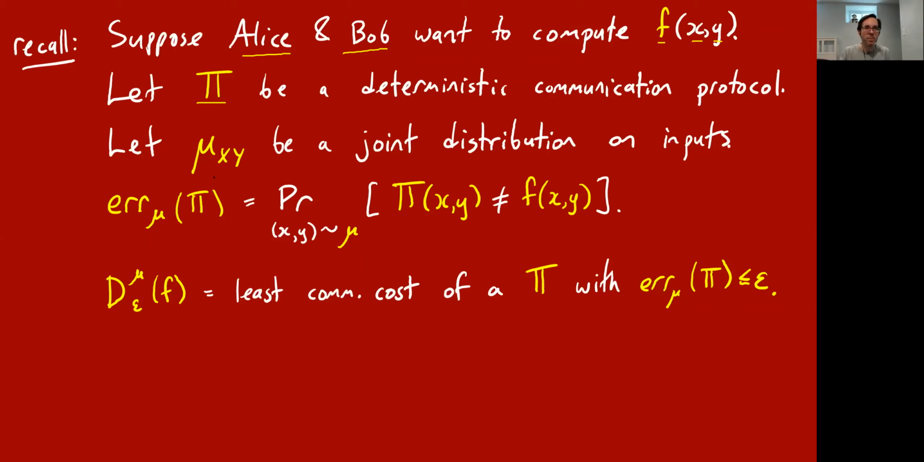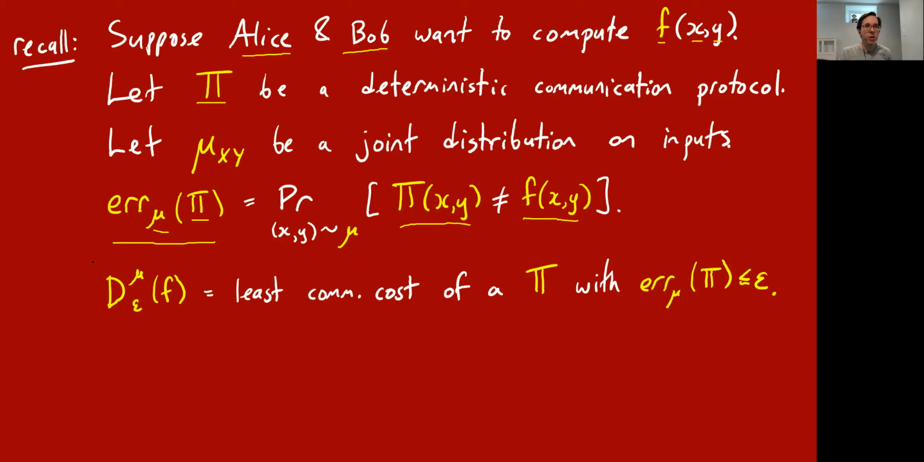And we also imagine we have this mu, which is a joint distribution on inputs for both x and y. And we'll say that the error of protocol pi under distribution mu is just the probability that Alice and Bob come to the wrong answer. So pi of x, y is the final answer they agree on. It's supposed to be f of x, y, but it might not be. And the probability of these failing to be the same thing under mu is the error.